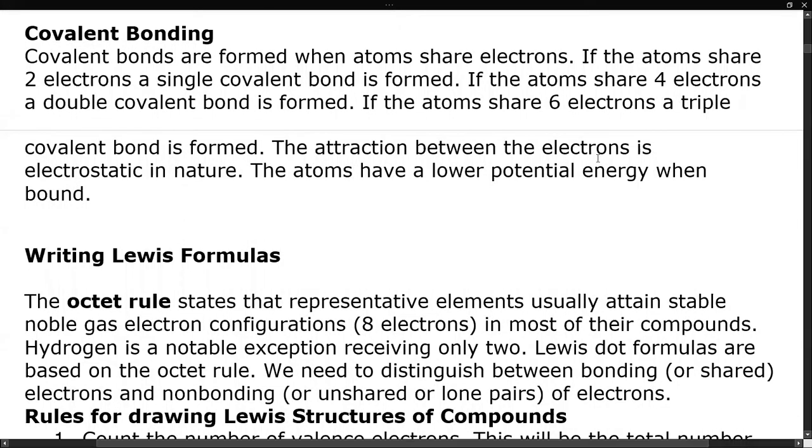So if we look at covalent bonding, covalent bonds are formed when atoms share electrons. If the atoms share 2 electrons, that's a single bond. If the atoms share 4 electrons, it's a double bond. If they share 6 electrons, it's a triple bond, meaning that bonds are indicated by lines, and one bond is 1 line. A double bond would be 2 lines. A triple bond would be 3 lines. Electrons that belong only to one atom we call lone pairs, and those would be indicated as paired dots. I'll show you how that works when we work some examples.